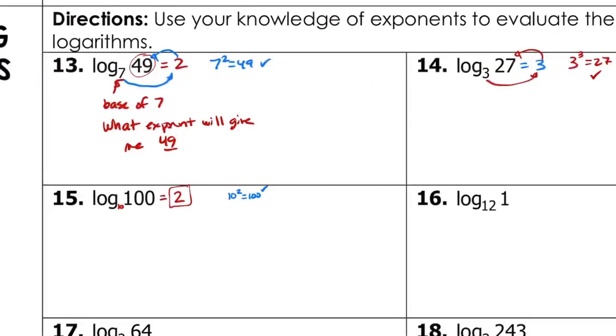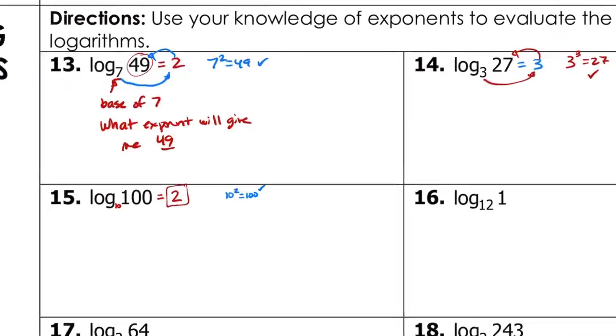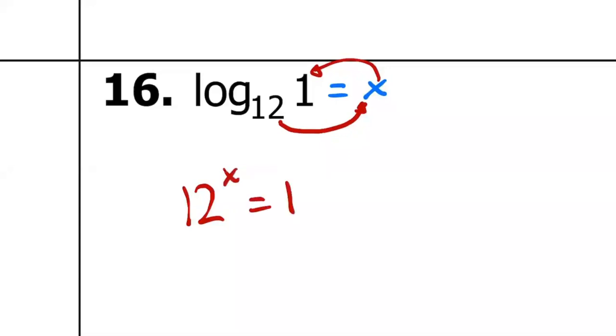Now, what if it's not so obvious? Those 3 were pretty obvious. 7 squared is 49, 3 cubed is 27. What if it's not so obvious? Well, if it's not so obvious, this is what you do. You say equals, and you put an x. Say, I don't know what it is, so it's x. And then you change it to an exponential. So base, exponent, result. 12 to the x equals 1. What gives me a 1 if I have an exponent every time?